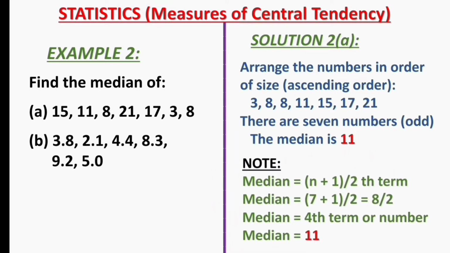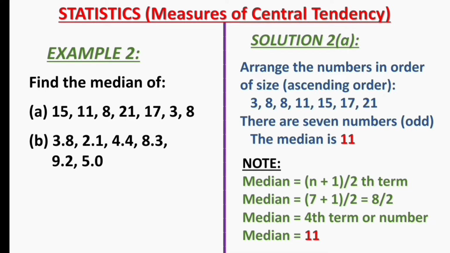Please note that the formula for median is n plus 1 divided by 2. Here, using the formula to get the median in question 2A, we have 7 numbers. So the median will be 7 plus 1 divided by 2, which will give you 8 divided by 2. That means the median is the 4th term or number when you count from the left or from the right in the already arranged set of numbers. Once again, the median in question 2A is 11.